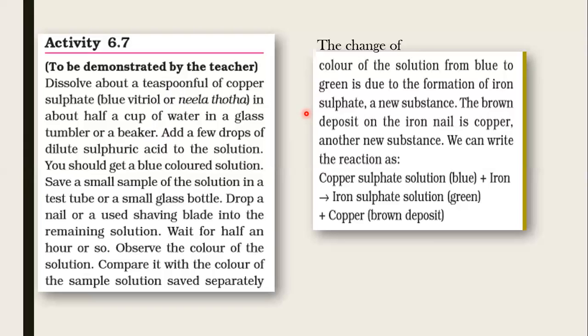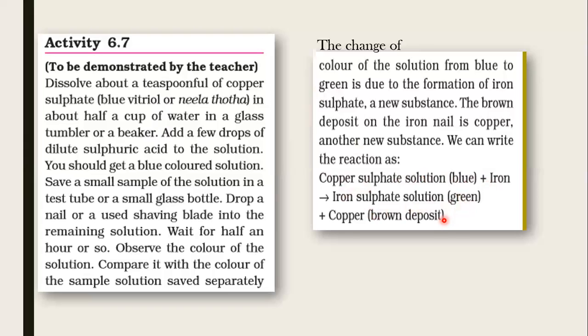And the replaced copper will be deposited on the blade. So we can see the color change on the blade also. So here two new changes are there. First is the formation of iron sulfate and also the copper is released. So this is an example of a chemical change. We can see the reaction. Copper sulfate solution, which is blue in color, and on adding iron, the new compound called iron sulfate is formed. Iron sulfate is green in color, and the color change on the blade is because of the deposition of the released copper.